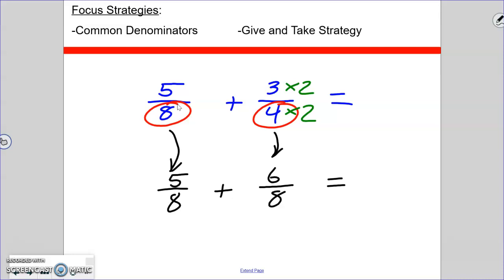So I'm going to look at 6/8. I'm going to say, okay, I see that 6/8 is the closest one to becoming one whole. And I know that it needs 2 more eighths.